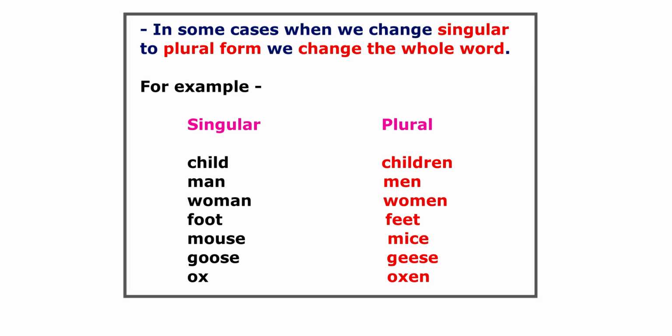Then mouse, it will be mice. Then goose, it will be geese. Last is ox. It will become oxen to make the plural form. The whole spelling is changing.